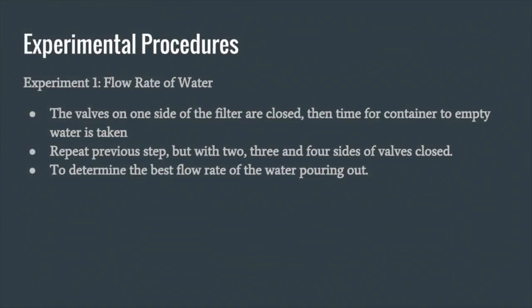There are two key experiments that are done to test out the functionalities of the concept. The first experiment is to measure the flow rate of water. The procedure is to close the valves on one side of the filter, then the time for the filter to empty the water is measured. The step is repeated for 2, 3, and 4 sides of valves closed. This experiment is to determine the best flow rate of water pouring out of the filter.